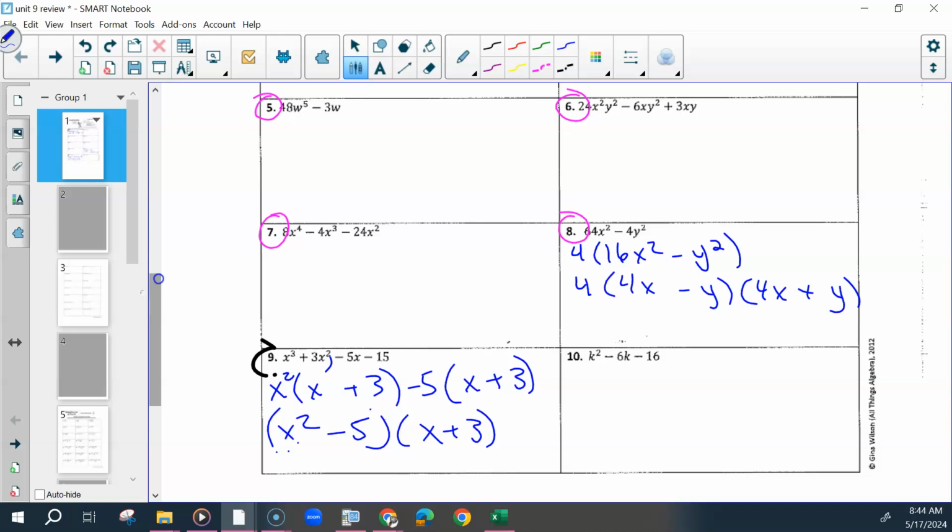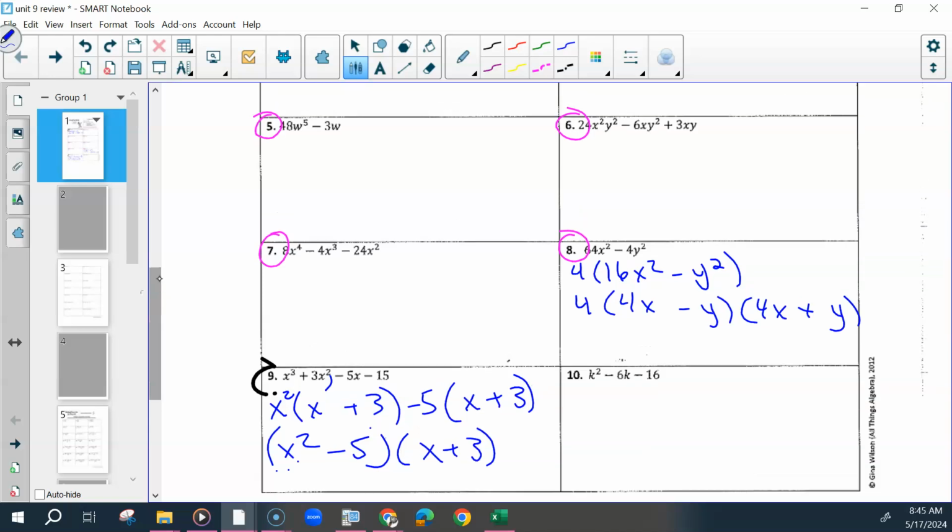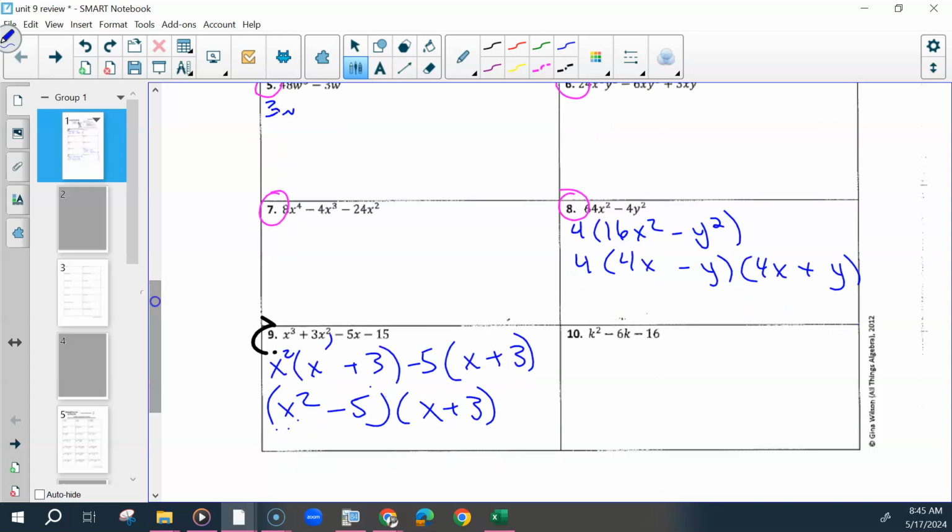Other factoring questions? Number 5. After this one, I would say focus more on your trinomials. So these are not perfect squares. So GCF, what do they have in common? W. And 3. So 3W. If we divide that out, what's left?